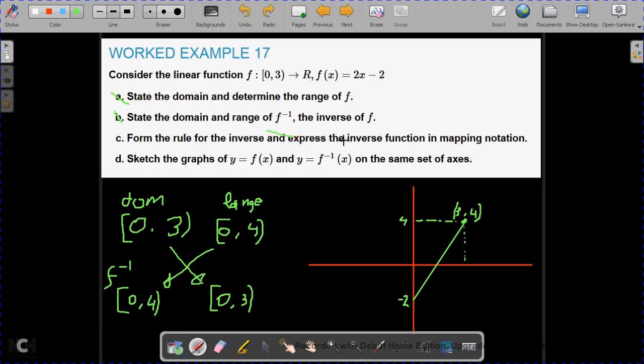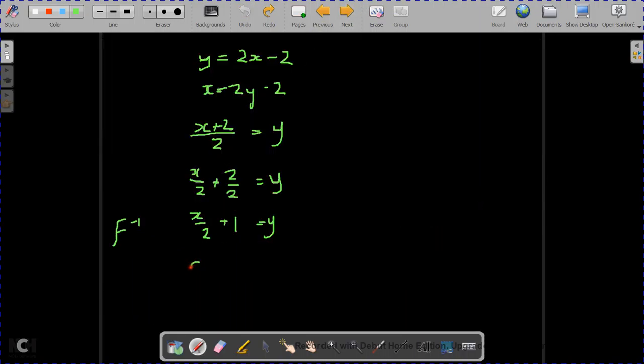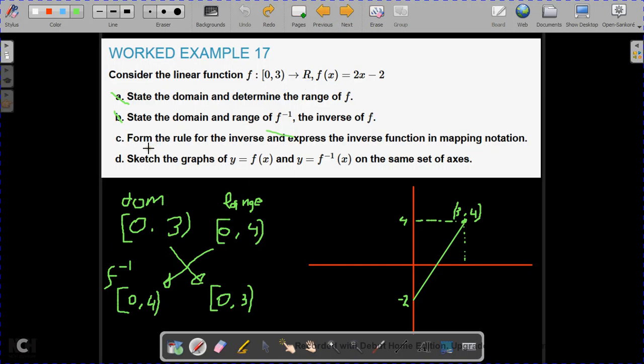Form the rule for the inverse and express the inverse function in mapping notation. So in mapping notation, I actually say f inverse of x is equal to x over 2 plus 1. And that's it. That's all we have to do. Part D is now sketch the graphs of f of x and f inverse.